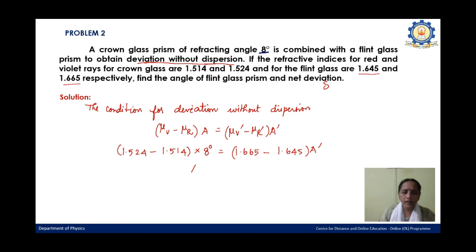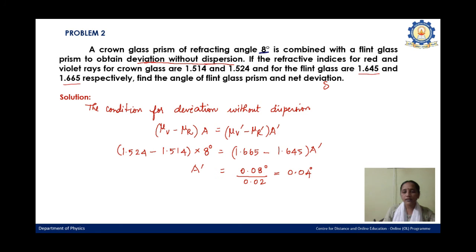So let A prime be on the left hand side, and the remaining I have to subtract, 1.524 and 1.514, and this gives me the value of 0.01. When it is multiplied with 8 degree, I'll get this answer, and divided by 1.665 minus 1.645, and this gives me 0.02. So once again you just divide. So the answer for angle of the prism for flint glass is 4 degree.